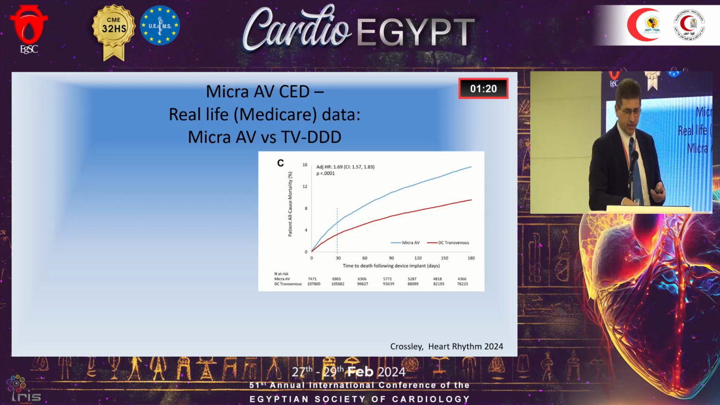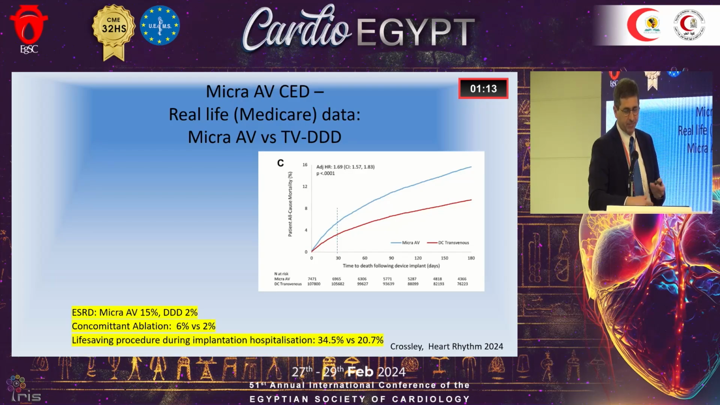If you look at a drug trial with such curves, we are throwing away the drug, of course, but we have to see clearly that this was not randomized. This is real-life data, and patients on the Micra arm had a much higher rate of end-stage renal disease, concomitant ablation, usually AV nodal ablation, and some life-saving procedure during implantation hospitalization. It was close to double the rate compared to the DDD pacemaker. So it was a much sicker patient population.